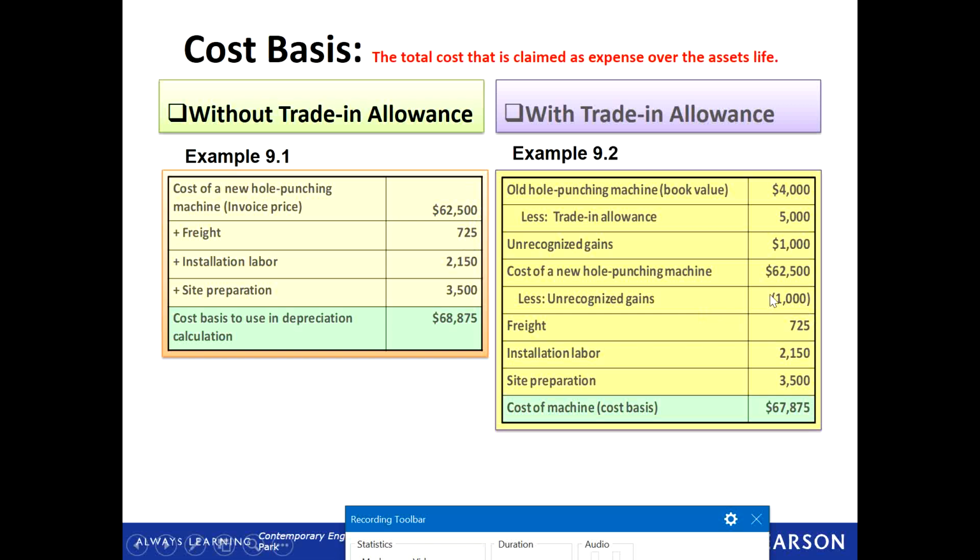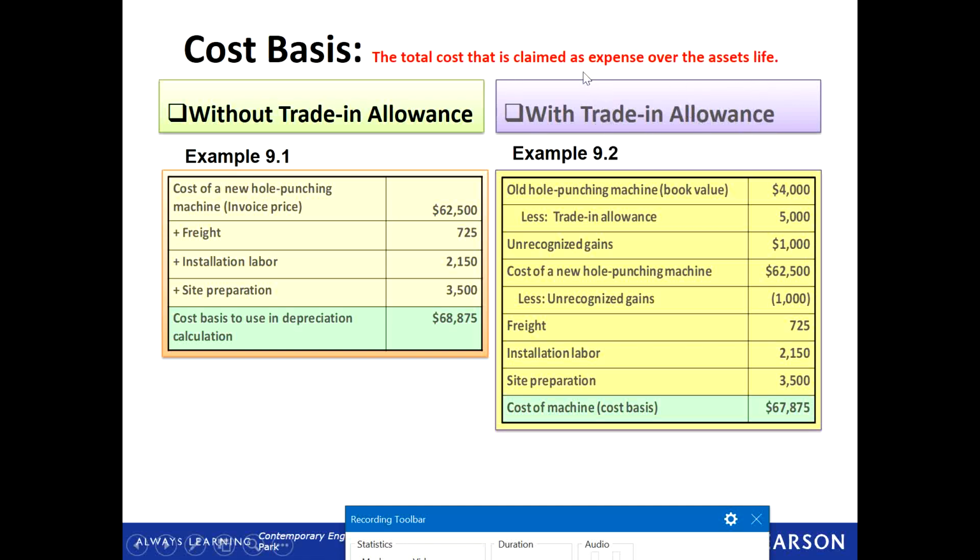And the cost of the new machine is 62,500 minus 1,000 as well. Remember, we are paying a lesser amount because we had a gain on the old machine. As a result of giving the old machine, we get 1,000 extra profit on trading it in. So what will be our cost? 62,500 minus 1,000, and all other numbers stay the same. So now the cost basis of the machine is 67,875.